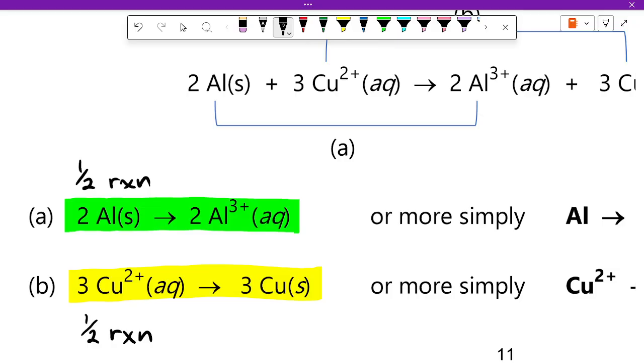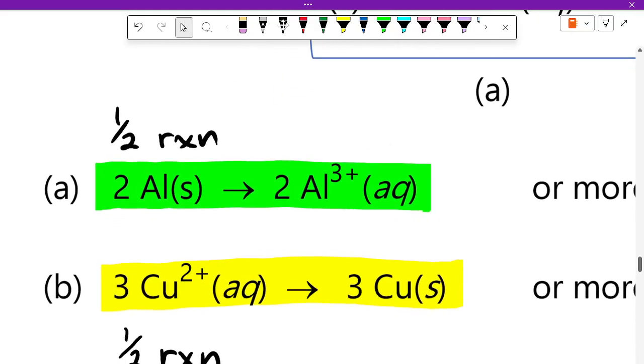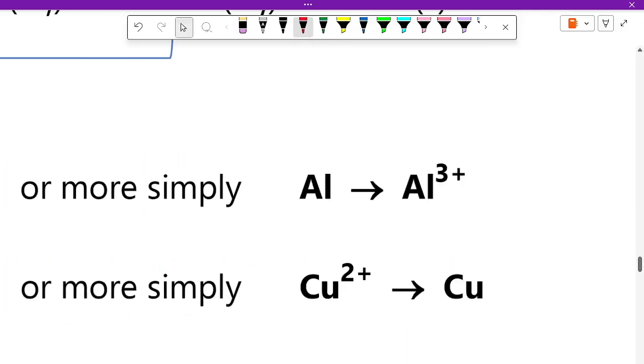And together they make the full reaction. Okay. Now, because we have coefficients where we have a 2 and a 2, and we have a 3 and a 3, what should we do with those coefficients? Reduce them. Okay, so we'll just end up with Al goes to Al3+, Cu goes to Cu.